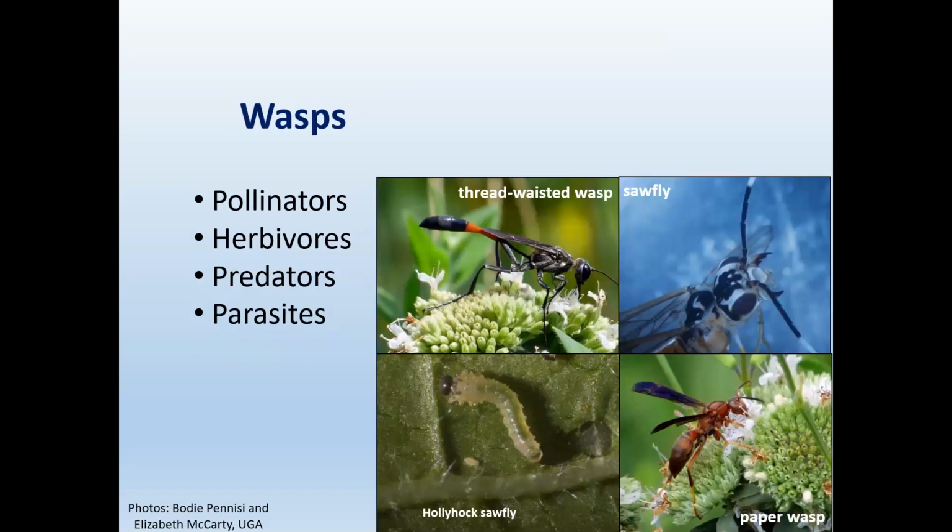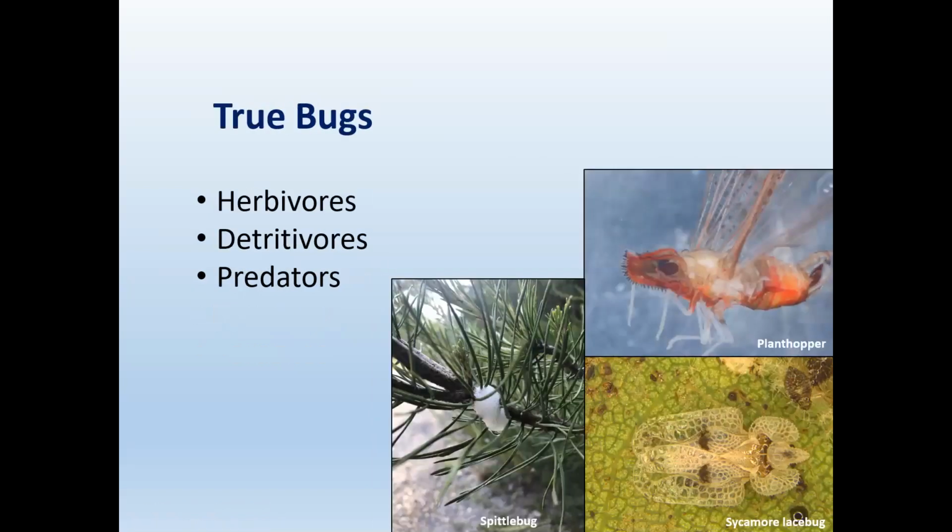Wasps can be pollinators, herbivores, predators, and parasites. And then true bugs. These are mostly herbivores, but can also be detritivores and predators. And a lot of the pest insects that we think about as being pests on trees do come from this group.